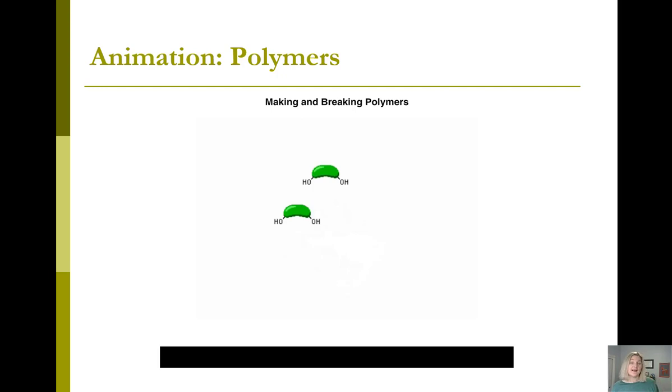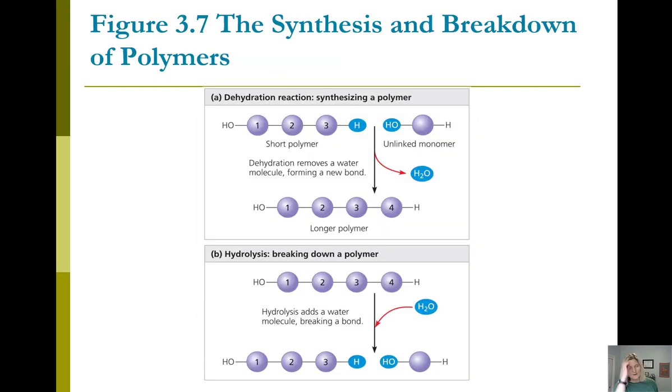So that animation not only showed us a dehydration reaction, but also a hydrolysis reaction. Let's take a closer look at this figure. The first part is a dehydration reaction. Remember, we are dehydrating it, so we remove water in order to bring two monomers together. Here, this isn't a monomer, it's a short polymer. It has three subunits. Notice at one end there is a hydroxyl group, and at the other end there's a hydrogen. This separate monomer has a hydroxyl group and a hydrogen group.